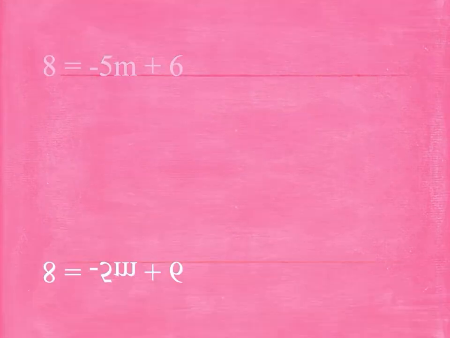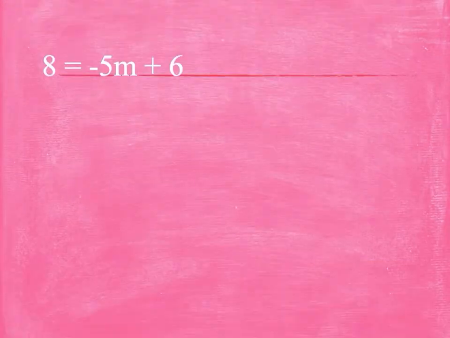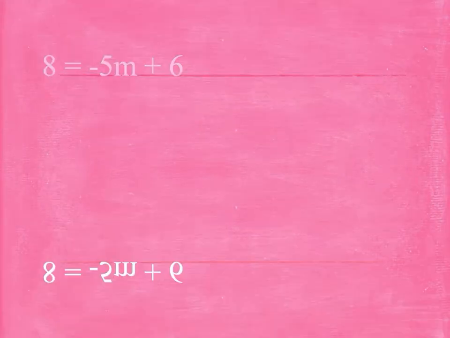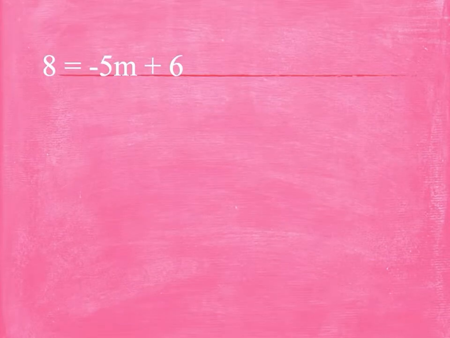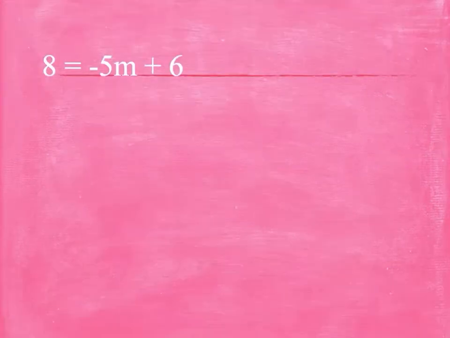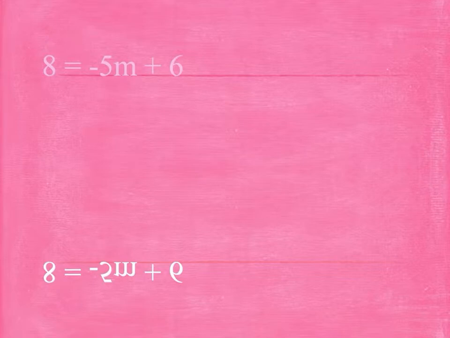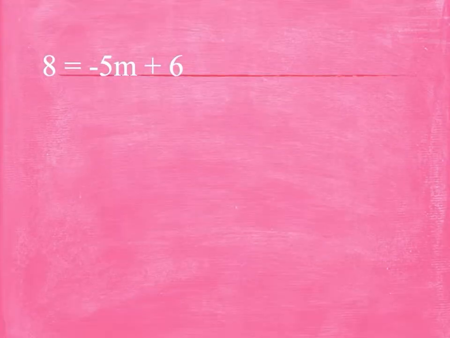Now let's check it. Alright, this is going to be our check. We take negative 5 times negative 2 over 5 plus 6. Negative 5 times negative 2 over 5 is positive 2. These cancel each other out. So 2 plus 6 is equal to 8. That checks out because 8 equals 8. So negative 2/5 is our answer.